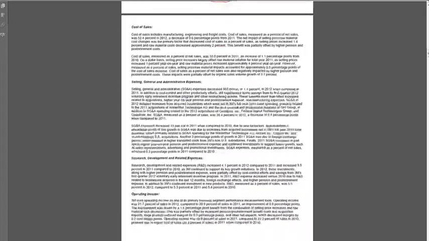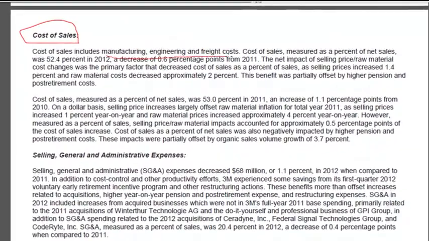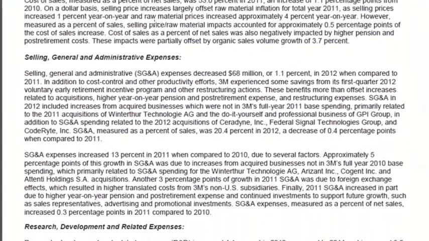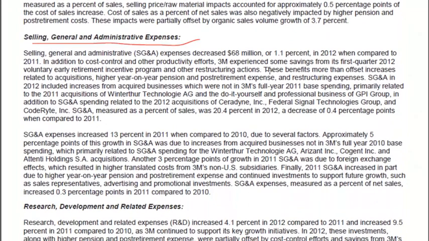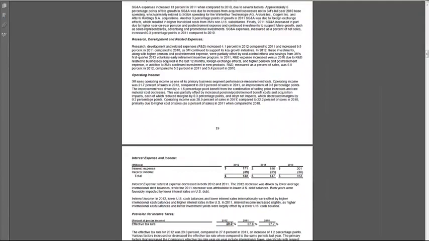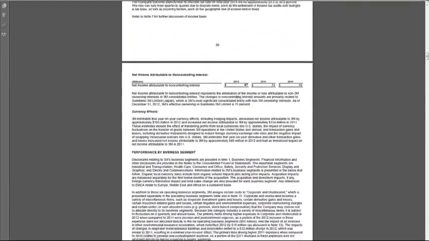For operating expenses like cost of sales, they give you a whole paragraph explaining what happened. So it includes manufacturing, engineering, and freight costs. One of the effects of the changes year on year was the impact of selling price and raw material cost changes. Same thing with SG&A. They don't quite give you the same detailed breakdown of the components, but they do talk about how different line items change, like pension expense, restructuring expenses, cost control, and productivity efforts. So you're getting more detail on the line items here that you didn't see on the income statement. Same thing with interest income and interest expense, income taxes.